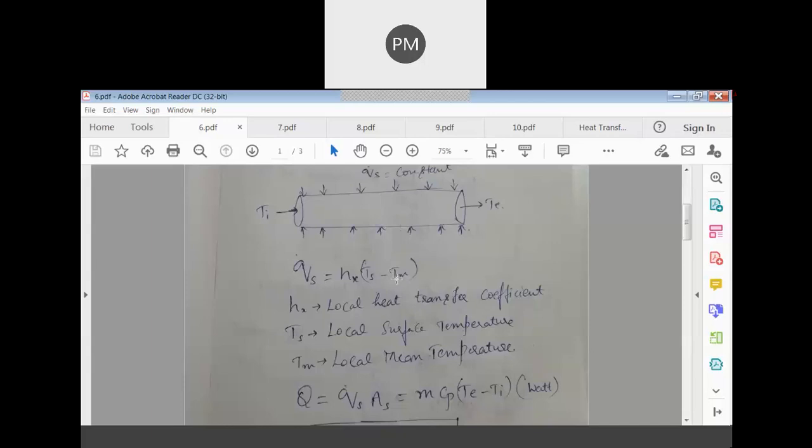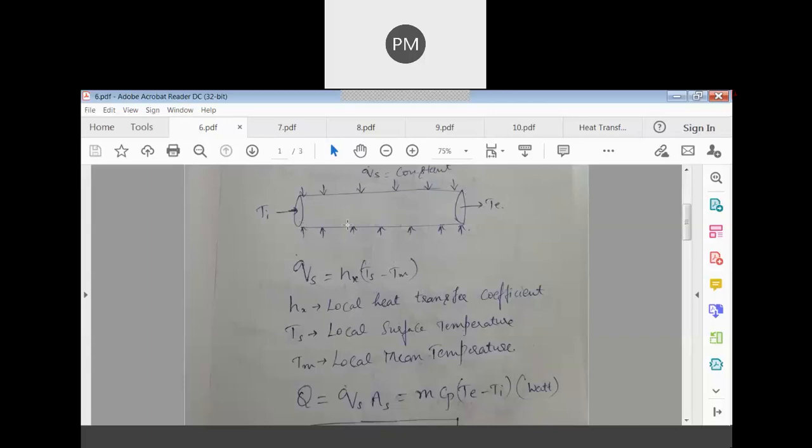So if you take the mean temperature at the inlet, it is nothing but Ti. What is the mean temperature at the exit? At the exit, it is nothing but Te. See, Tm will vary from Ti to Te. If you want to find the surface temperature of the tube at the exit, that means at this point, then we have to replace Tm with Te, because small q is a heat flux that will remain constant, and the heat transfer coefficient will remain constant.